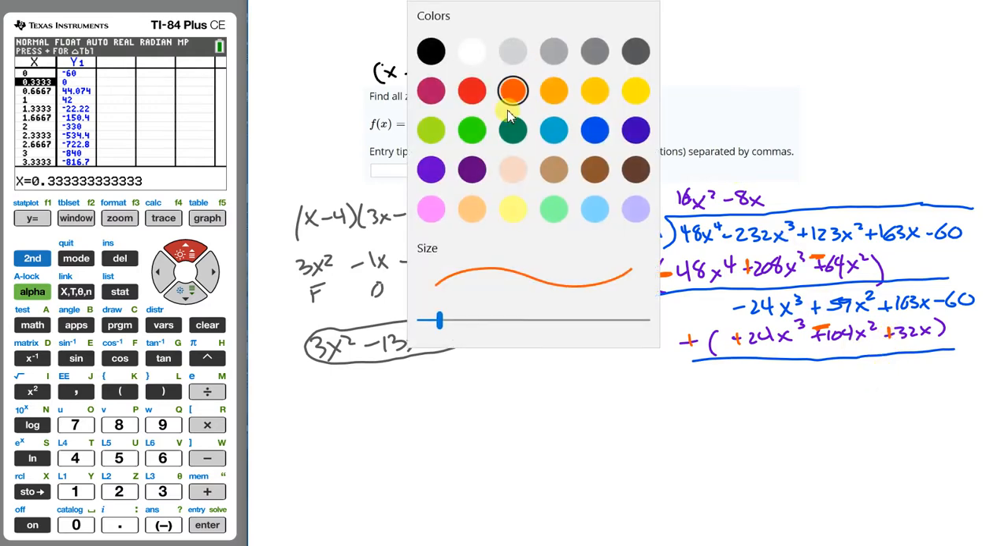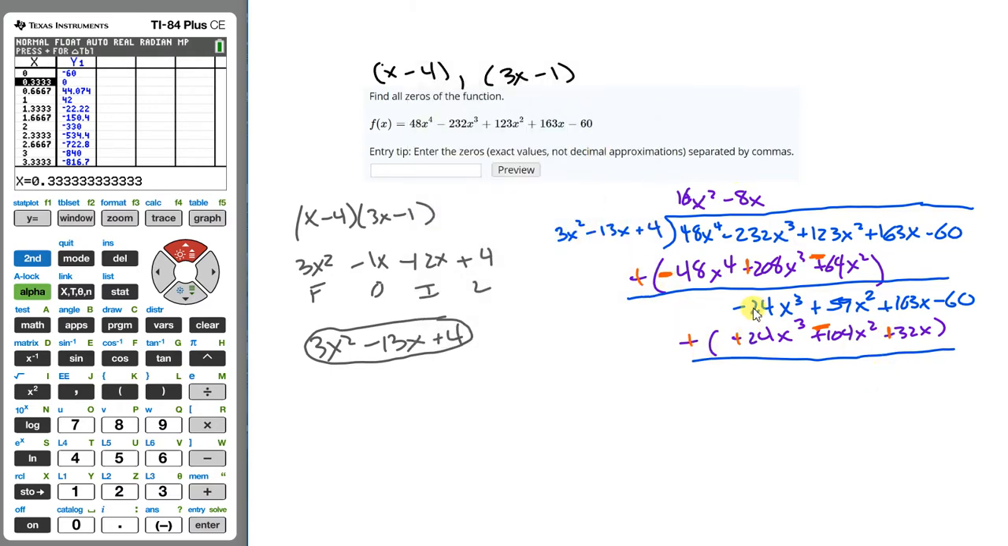Okay, and so what do we get? Negative 24 plus 24 is gone. So I'm going to have 59 take away 104, which is negative 45x squared. And I'm going to have 163 plus 32, you're adding, so it's going to be 195x, and then minus 60.